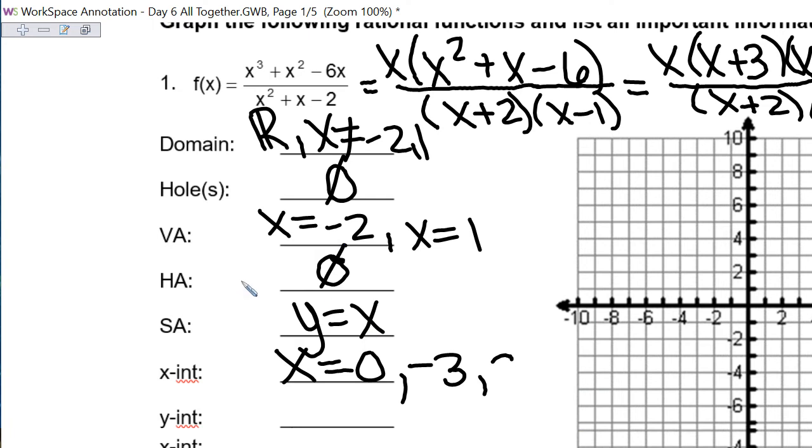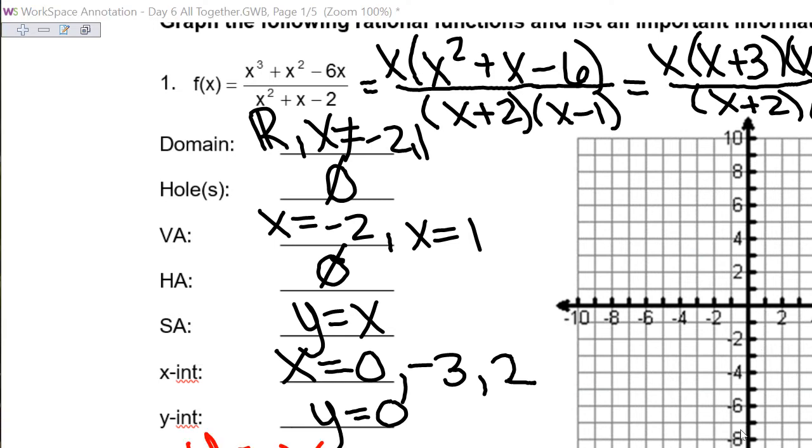And the y-intercept, how do you find the y-intercept? Put 0 for x. So I put a 0 here, 0 here, 0 here. So that would be 0 over -2, which would be 0. Yes. Let's see if we did.